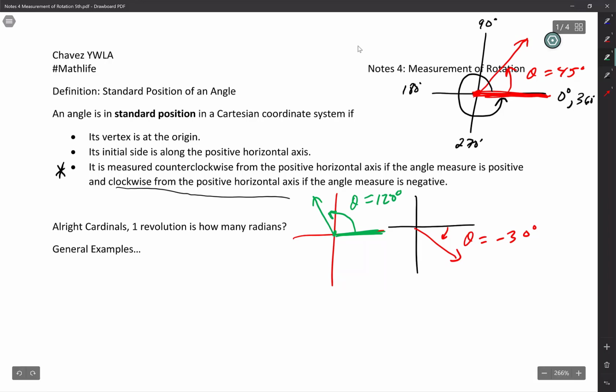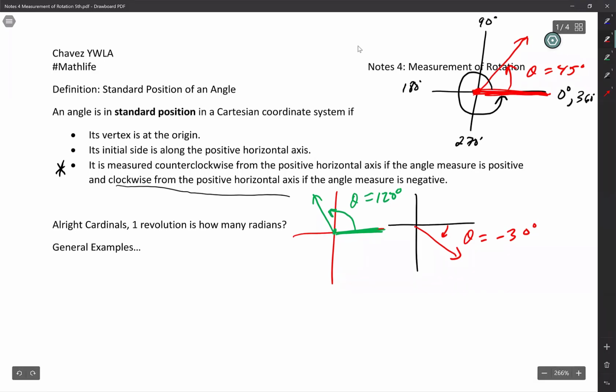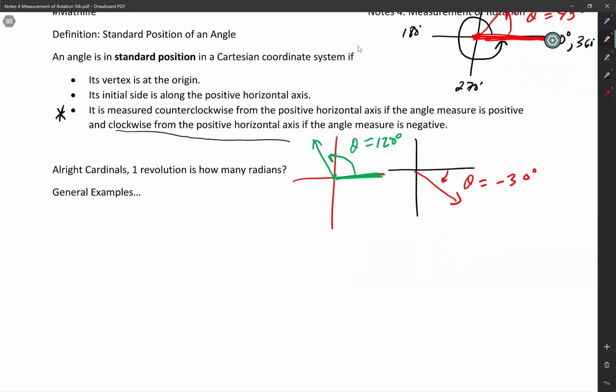All right, then I ask a question. It says, all right, Cardinals, because you guys are Cardinals, 1 revolution is how many radians? Well, 1 revolution, so I'm gonna draw a circle here. And you guys agree that 1 revolution on that circle is 360 degrees.